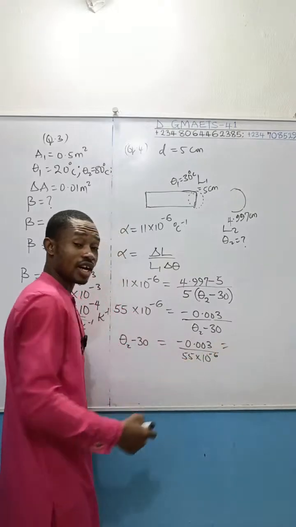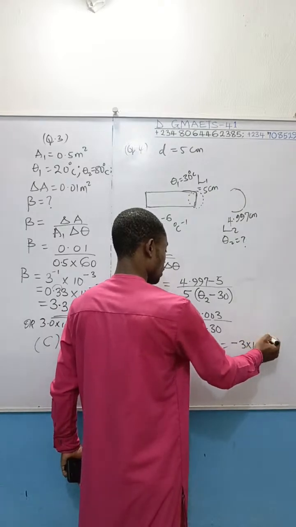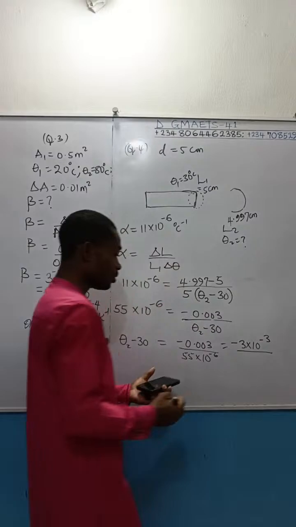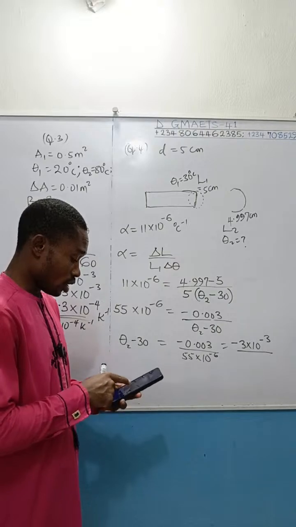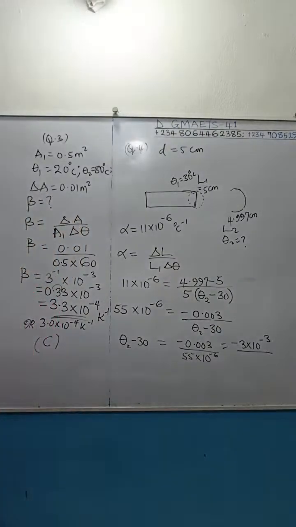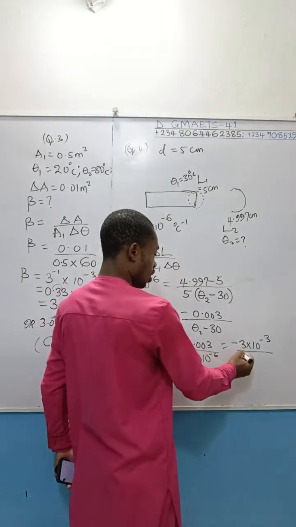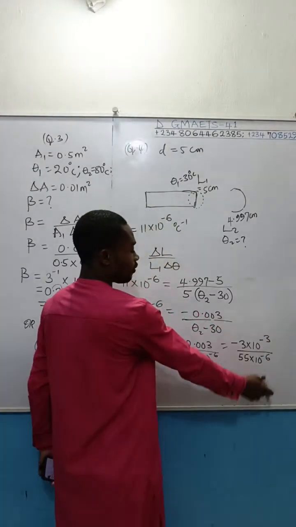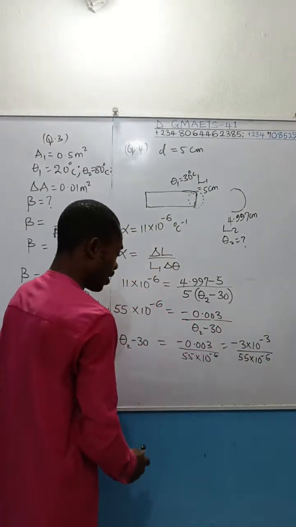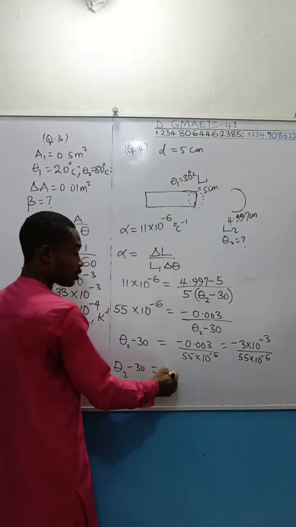We can convert this to standard form. This is negative 3 times 10 to the power of minus 3, then divided by, I hope this has not cut off from the screen. Let me be sure. Okay, still showing. So divided by this, I'll write it as 55 times 10 to the power of minus 6. We'll take care of the 10 to the power something. Let's divide this 3 by 55 first. Theta 2 minus 30 is equal to 3 over 55.